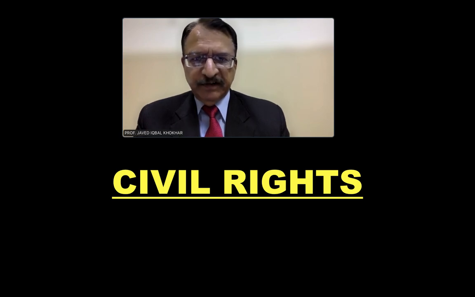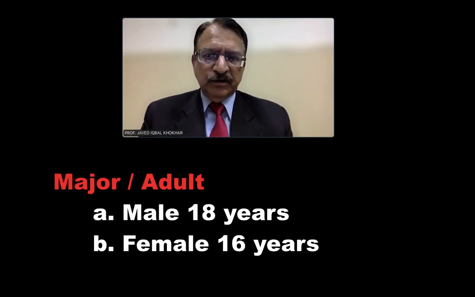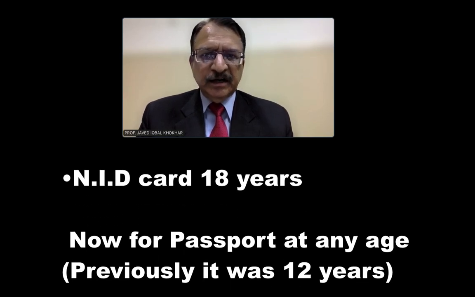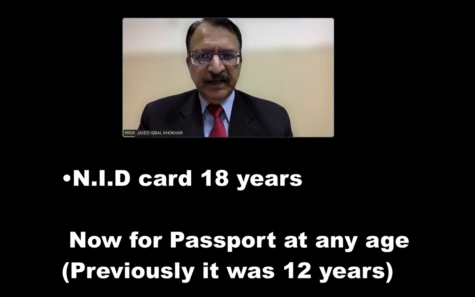Then for the civil rights, the major or the adult, male above 18 and female above 16, has civil rights. Registration of birth is from birth, the B form is issued for the child, and the national identity card, CNIC, is made at the age of 18. Previously the passport was made after the age of 12 years, but now the passport can be made at any age, right from birth.